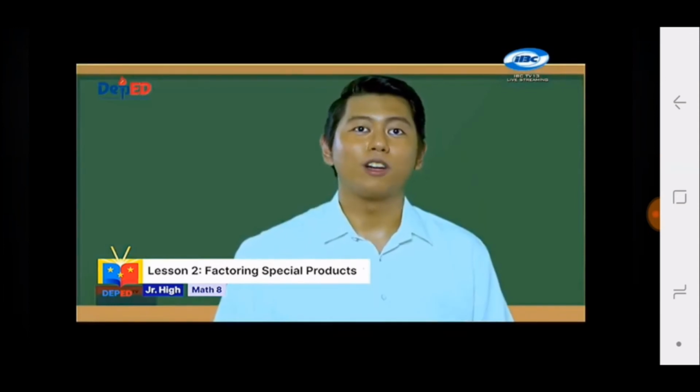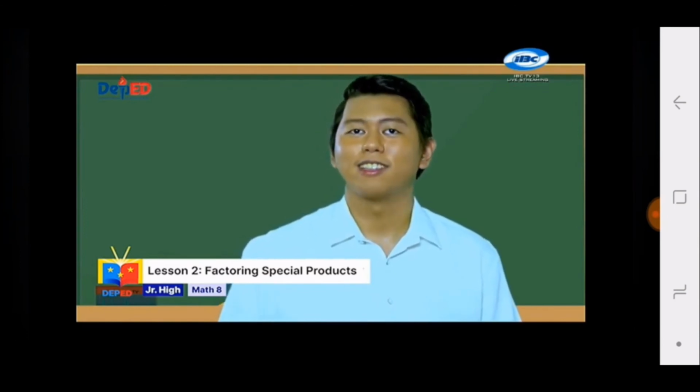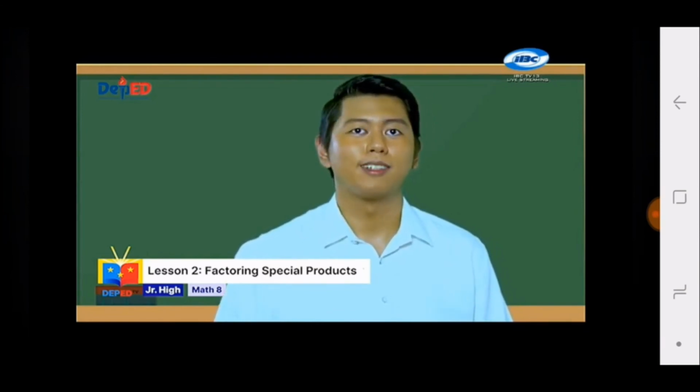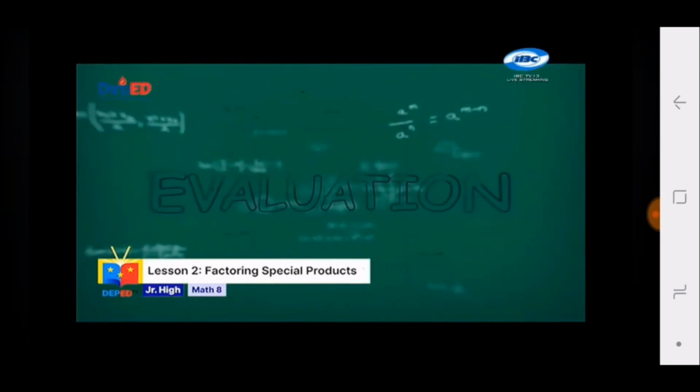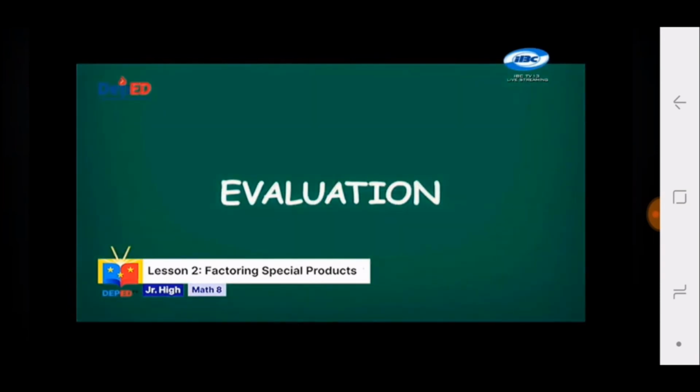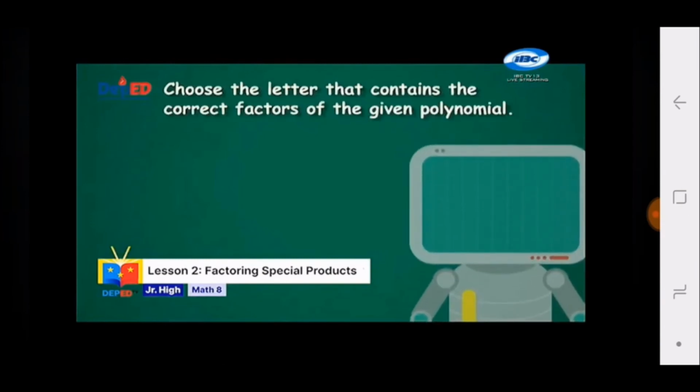And now that we are near the end of our lesson, prepare your pens and your paper, because it is important to evaluate what you have learned. I will give you 5 seconds to answer each problem. Choose the letter that contains the correct factors of the given polynomial. Number 1, factor d squared minus 25.